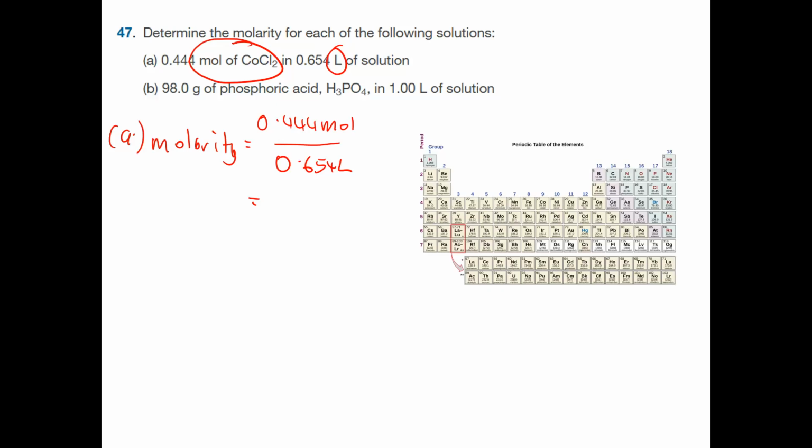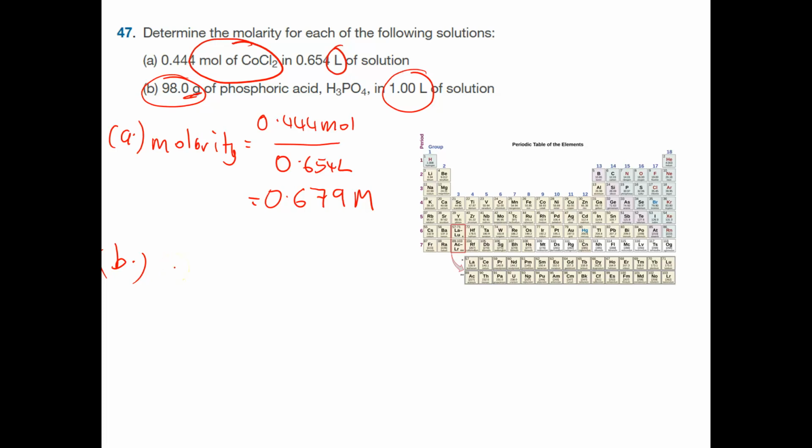So let's see what we get. 0.444 divided by 0.654, and to three significant figures that ends up being 0.679 molar. Okay, now the second problem here is a little more complicated because we're going to need to calculate the number of moles of our solute because that's given in grams. However, the volume of the solution is given in liters.